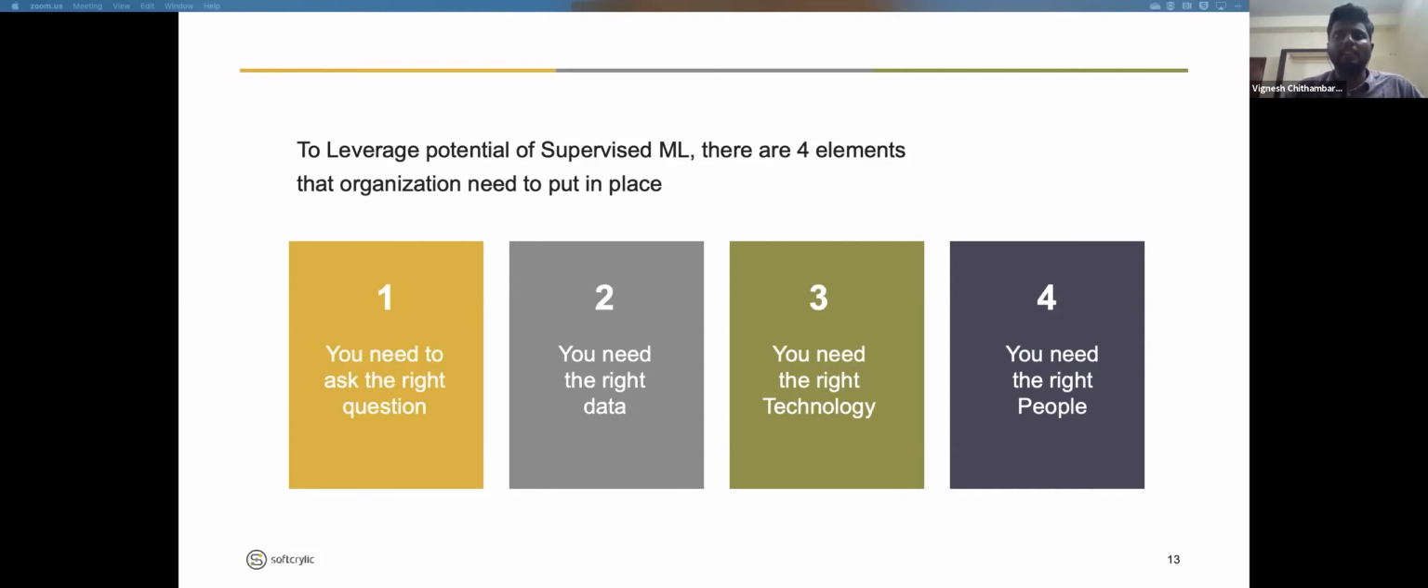And third, we need the right technology in place. Suppose we have data in different places, on different platforms and in different formats, we need to integrate and activate this data. So we need the right technologies and tools to solve the business problem. Fourth, you need the right people. So we need the data engineers, we need the domain marketing expertise, and we need the data scientists to work hand in hand to solve the business problem.